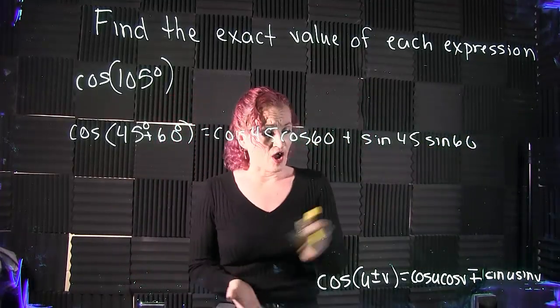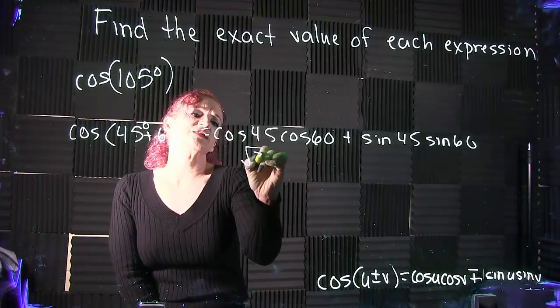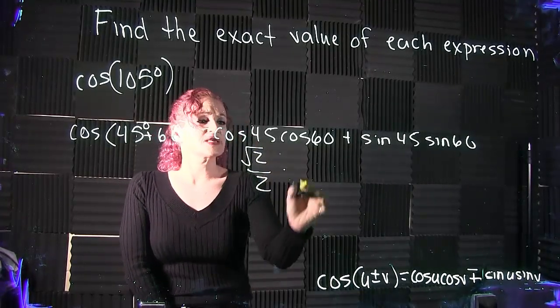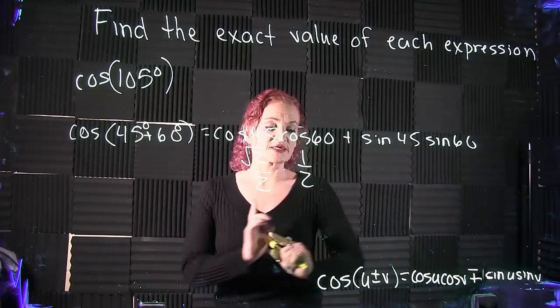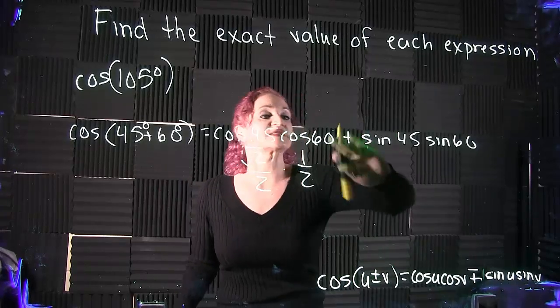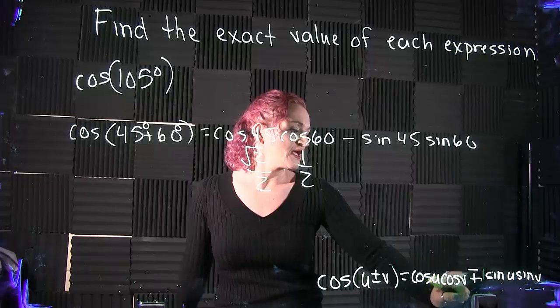Find the following values and simplify. Cosine 45 is a square root of 2 over 2. Cosine of 60 is 1/2. I'm sorry, I just realized we are using the sum formula, which means I should have a minus here. I'm so sorry about that. Cosine u plus v is going to be the minus here.